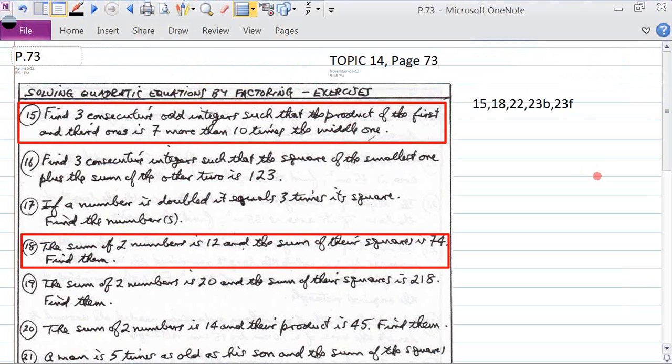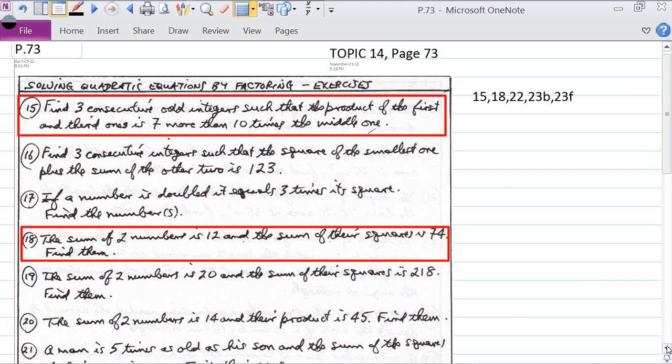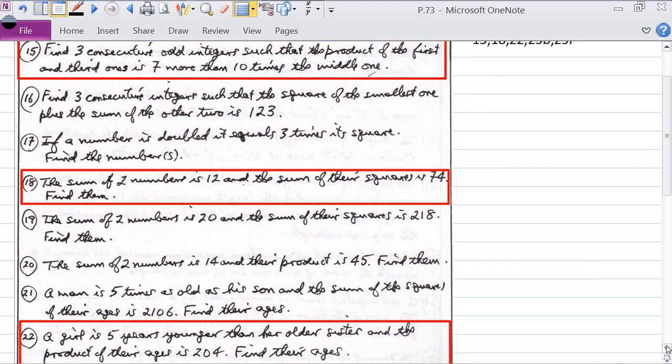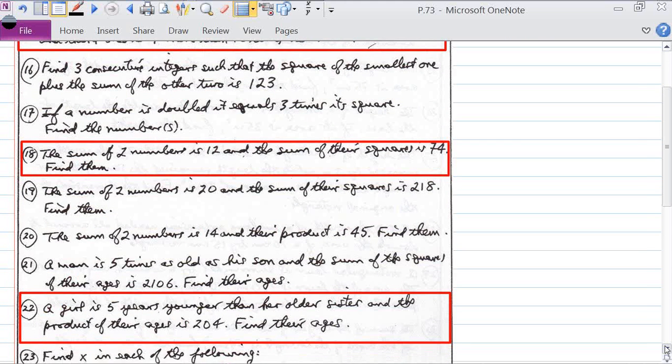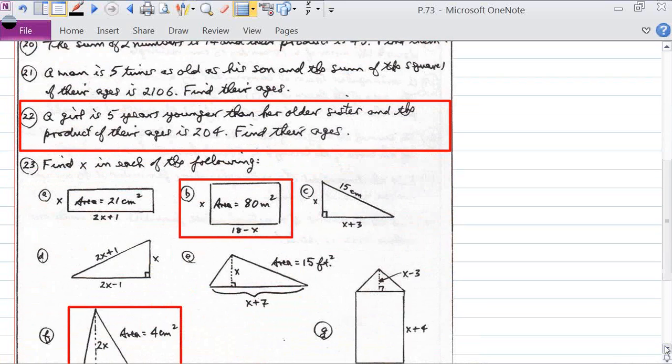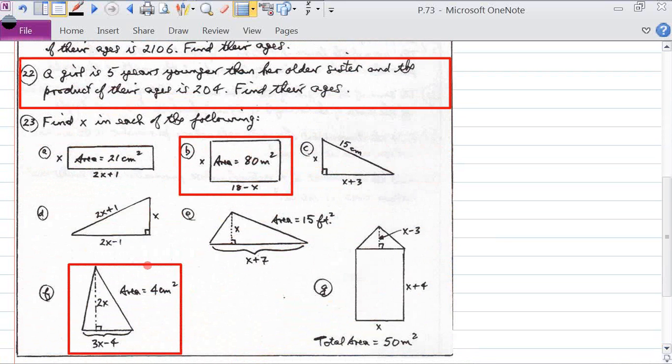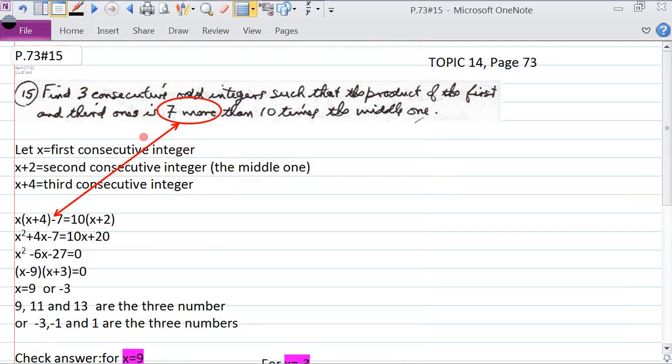So we're on page 73, and the problems we're going to do are 15, right here. Going to move to 18. Here, we're going to do 22. And from 23, we're going to do two parts, B and part F. So let's move to the first problem, number 15.